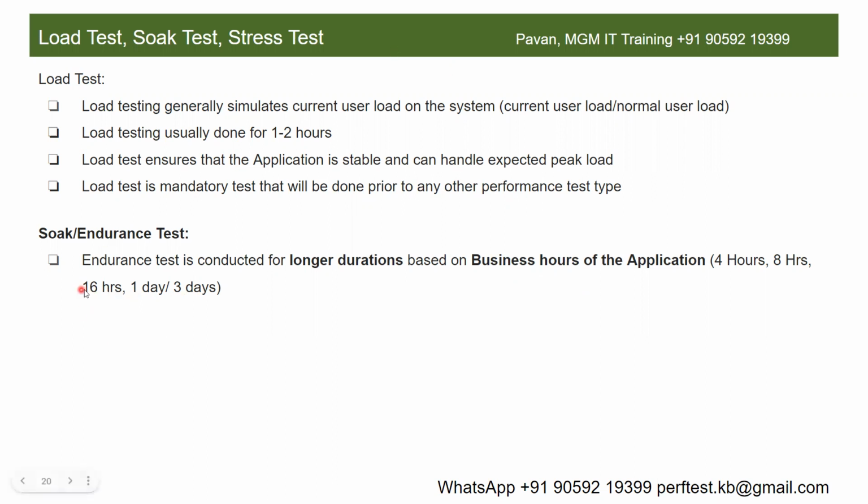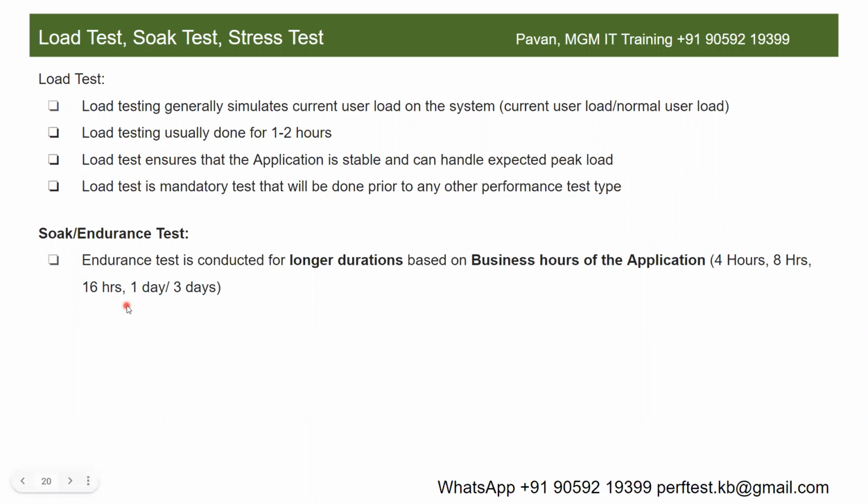What kind of applications will be used for 16 hours a day mostly? E-commerce applications. E-commerce applications will be used 16 hours a day, right? They will not have fixed working hours like 10 to 5 or 10 to 6, nothing like that. Yes or no, guys? Most of the users will be using them throughout the day, isn't it?